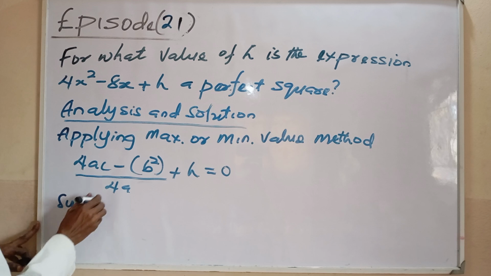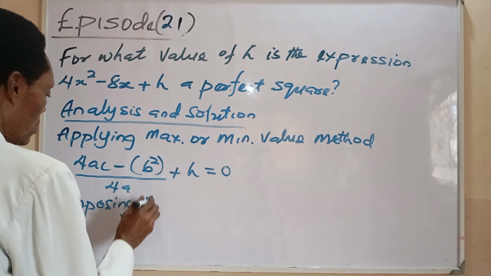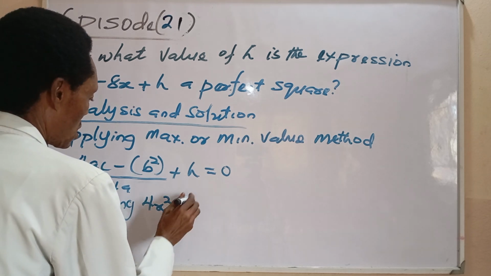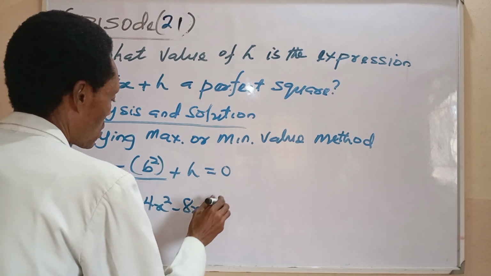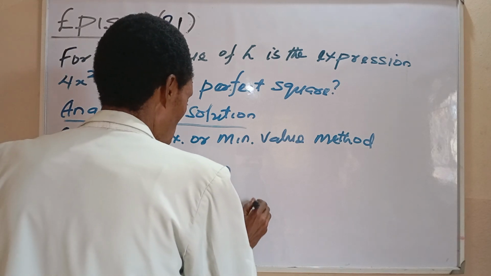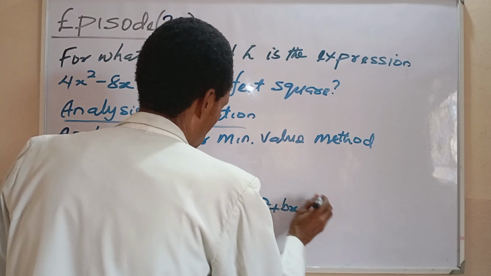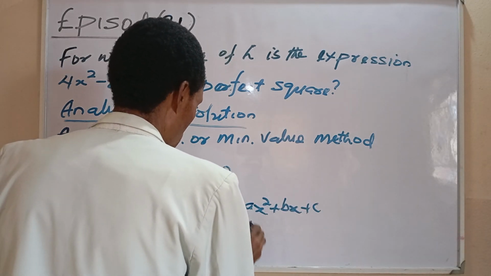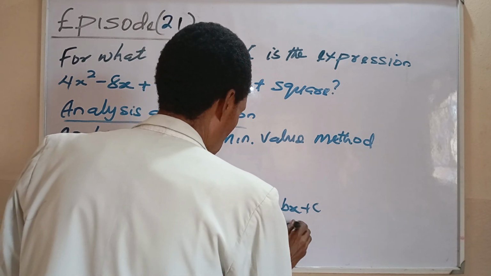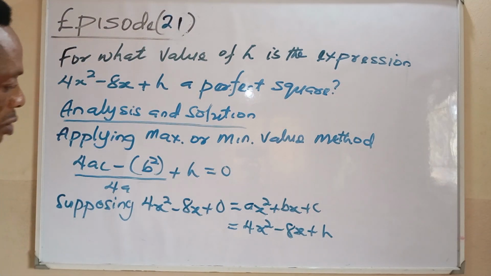Supposing the form ax squared plus bx plus c equals 4x squared minus 8x plus h. Okay, so see what we have just done.